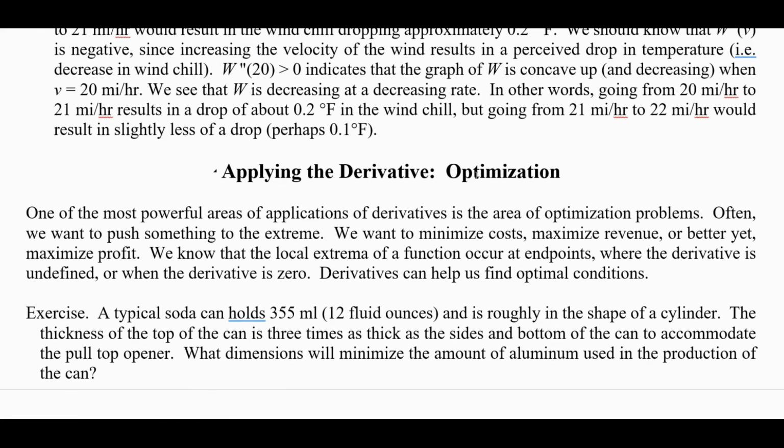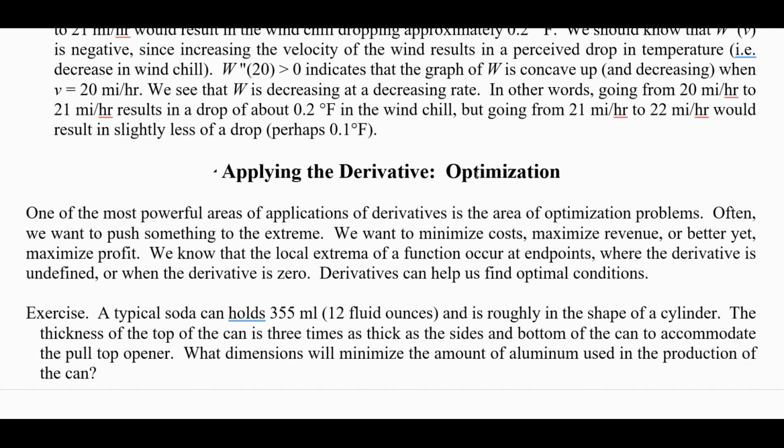One of the most powerful areas of applications of derivatives is the area of optimization problems. Often we want to push something to the extreme. We want to minimize costs, maximize revenue, or better yet, maximize profit. We know that the local extrema of a function occur at endpoints, where the derivative is undefined, or where the derivative is 0. So derivatives can help us find optimal conditions.